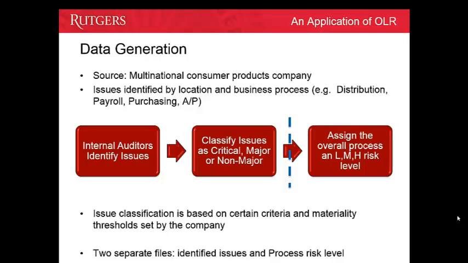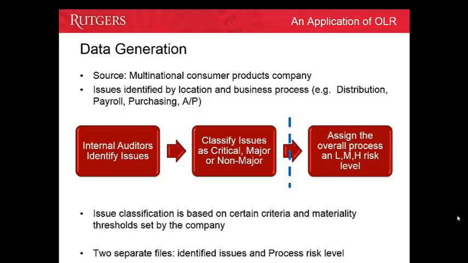Now, during business processes, when internal auditors first visit a certain location, they first identify audit issues related to the business processes, and then they classify these issues into three categories: non-major, major, or critical. Subsequently, the auditors use the information they procure from the analysis of these issues to categorize the overall business process risk level as low, medium, or high.